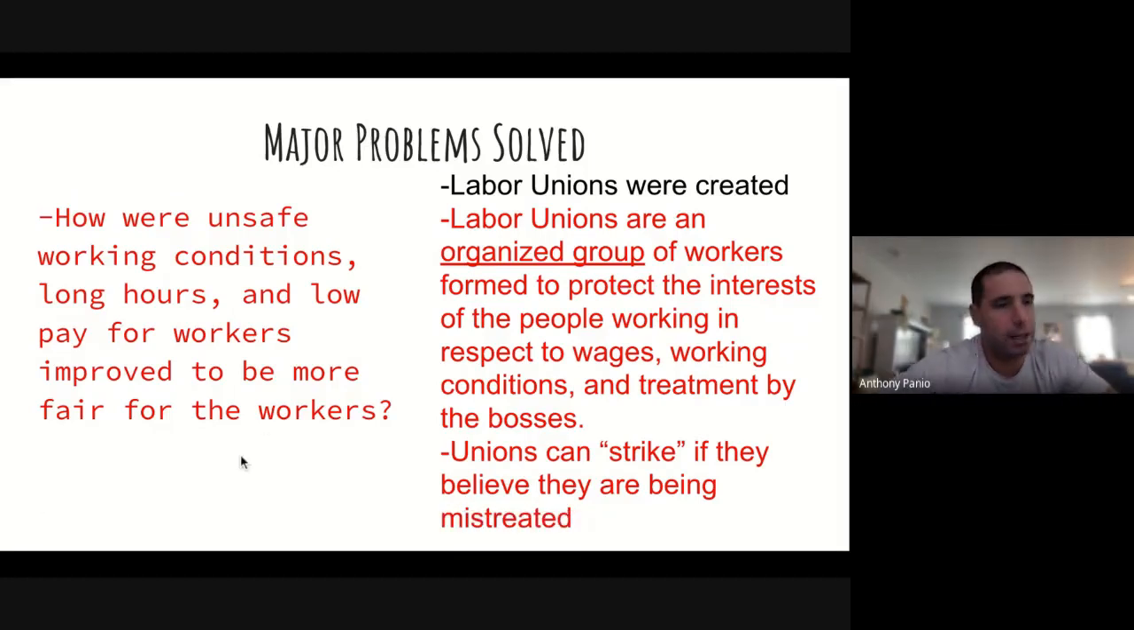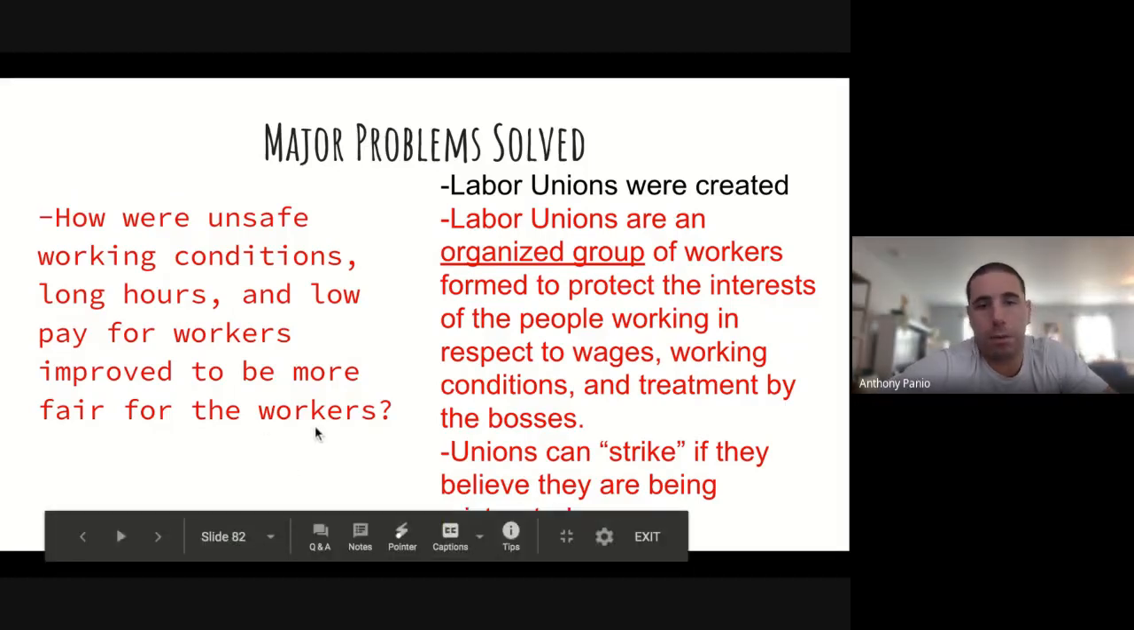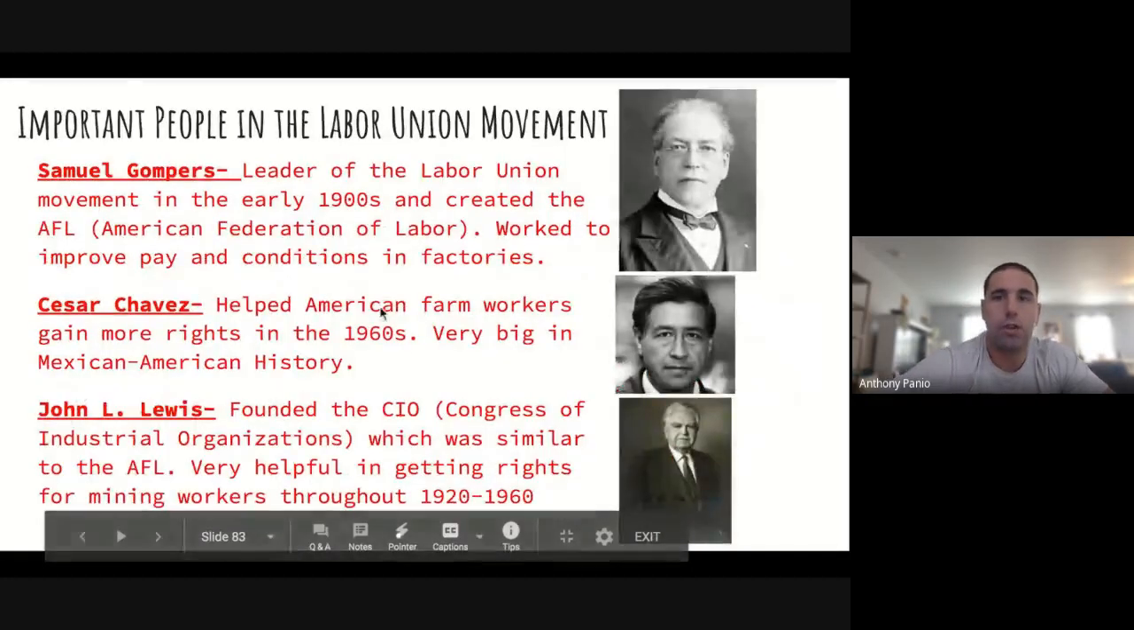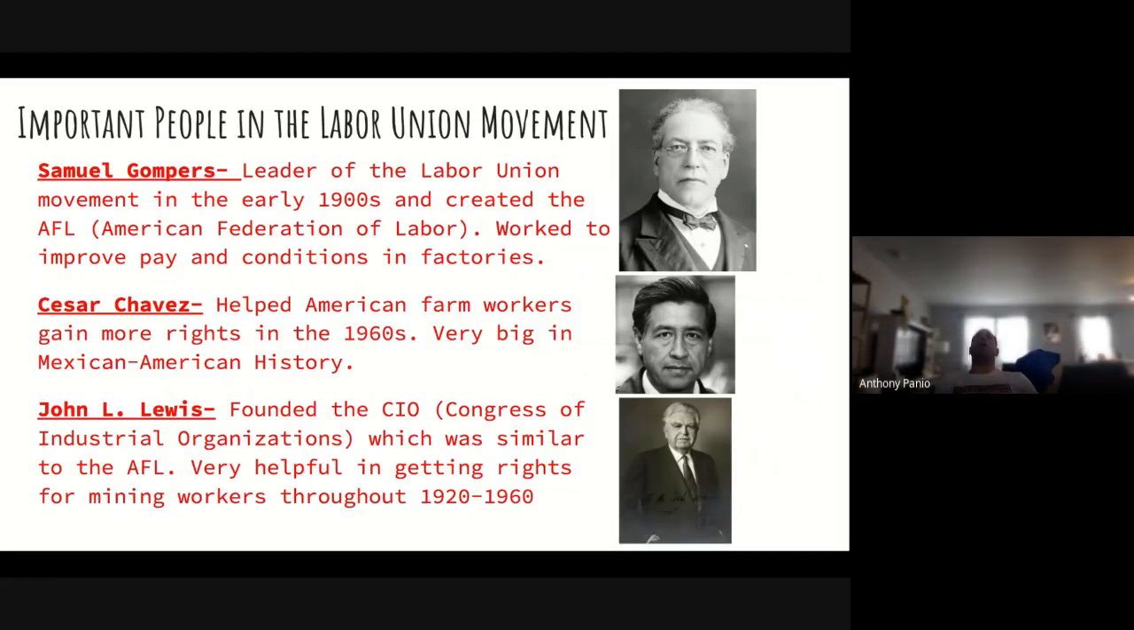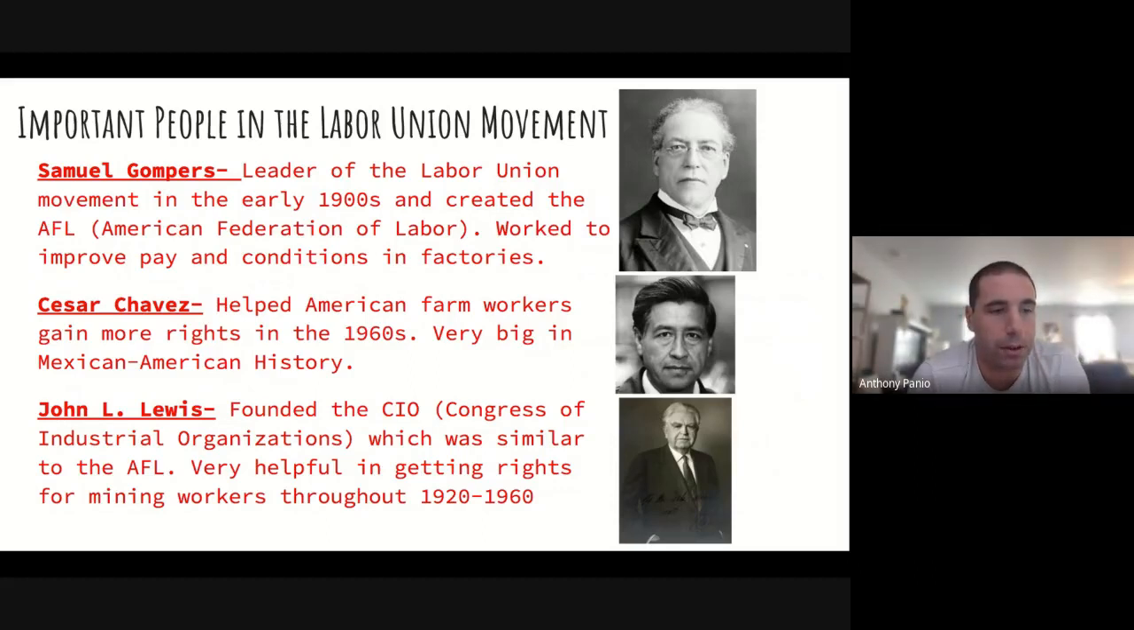Now, throughout the 1800s and 1900s, we're going to have what's called a labor union movement. Okay, so take a minute and copy this down. There are 3 major people in the labor union movement. All right. Basically, these are people that were the strongest in fighting for workers' rights.